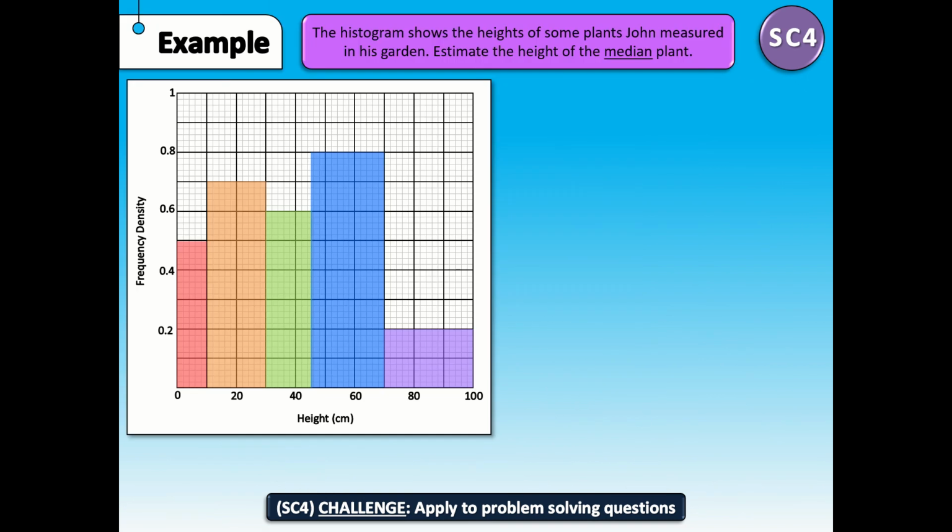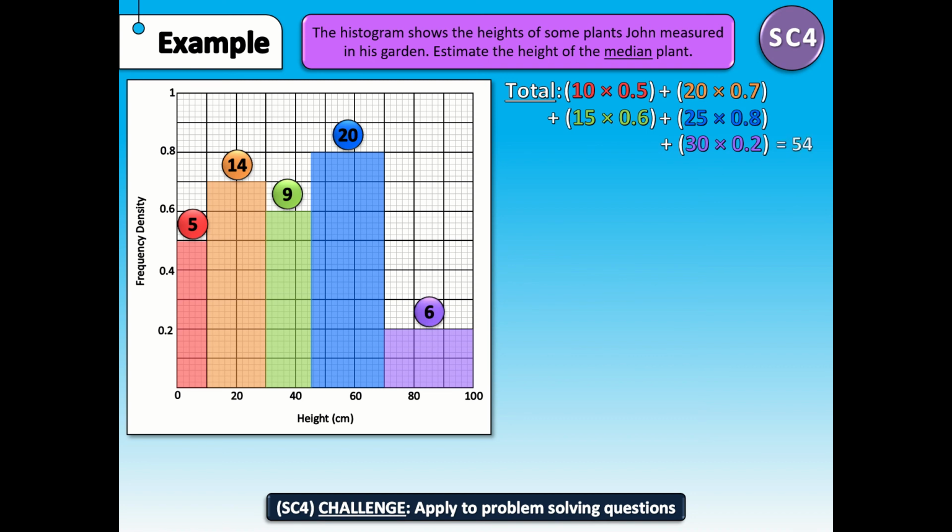Averages from histograms. So this time we want to work out the height of the median plant. So remember, the median is the middle, so the middle plant. If we start by working out the total, so we work out the area of each bar. So that's a total of 54 plants. So the median value is going to be the 27th 0.5th value.